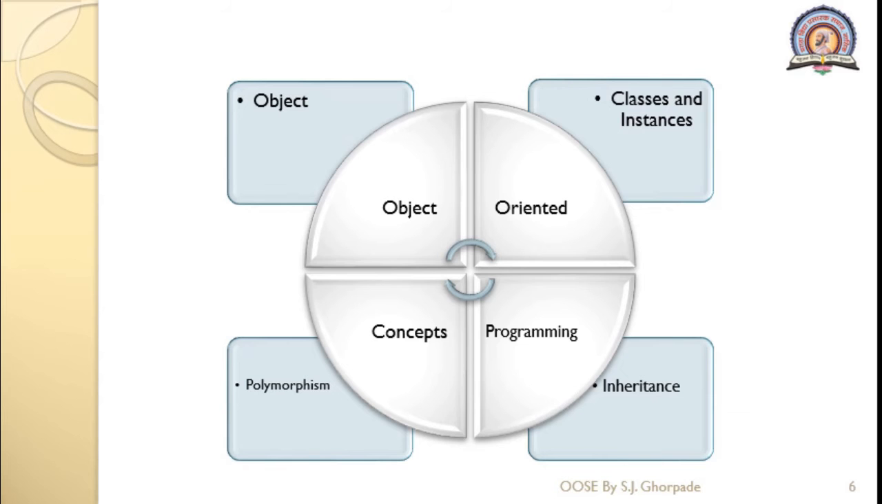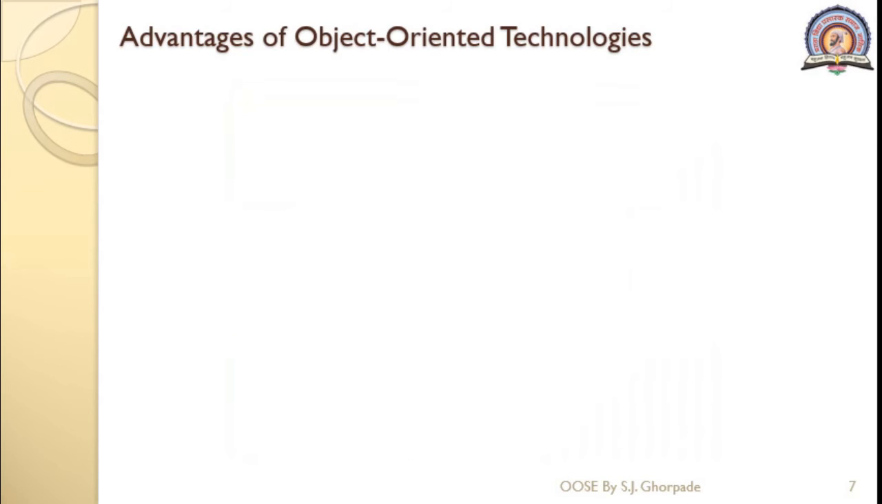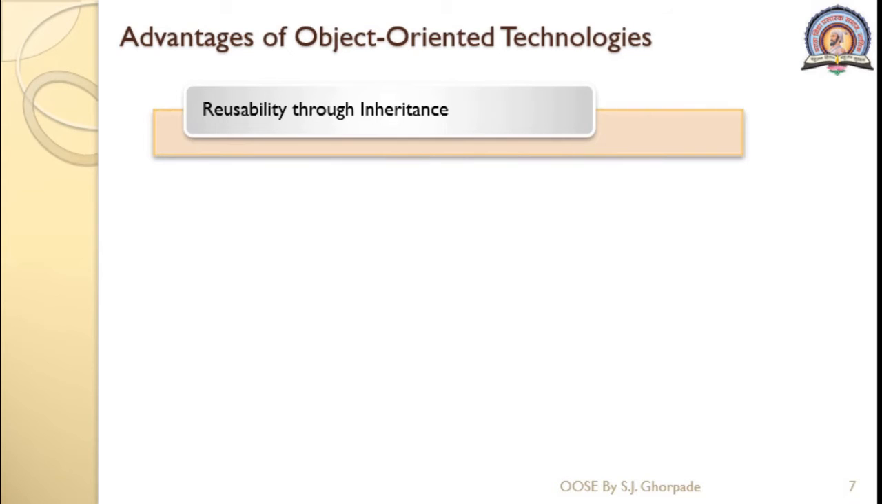Now here are the object oriented programming concepts: object, classes and instances, inheritance and polymorphism. We will discuss this in the next slide. Now, what are the advantages of using object oriented technology? The first major advantage of object oriented technology is reusability.